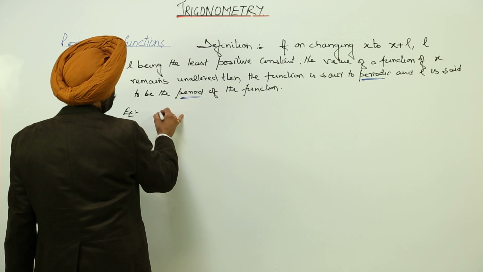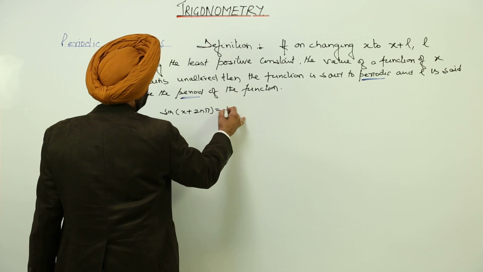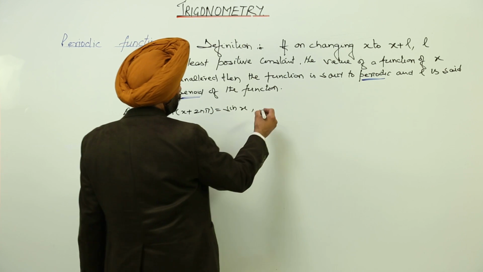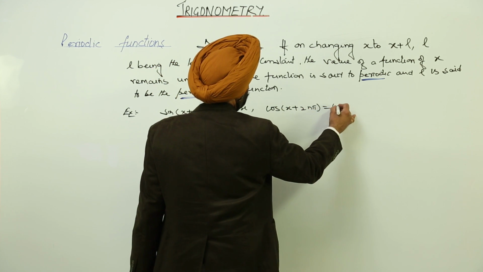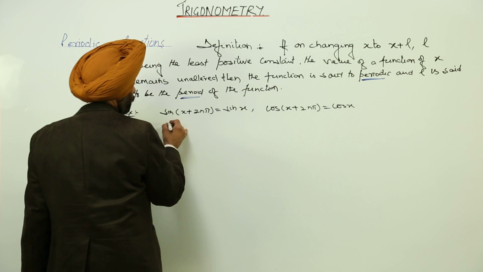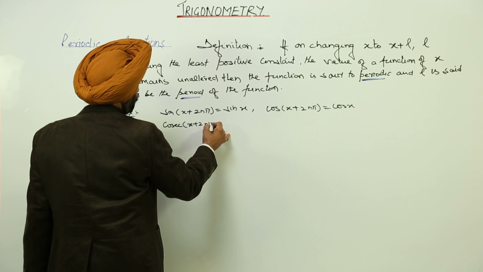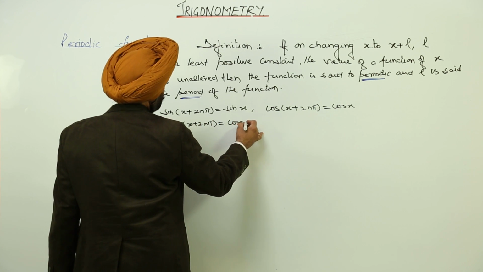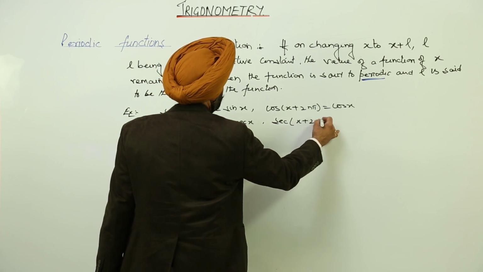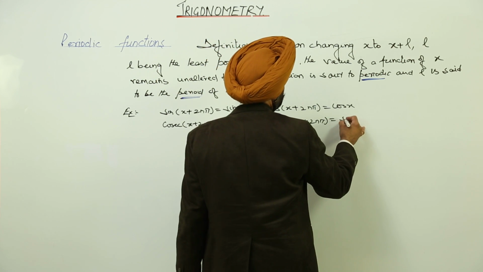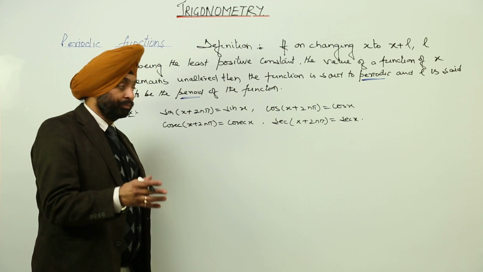now sin x plus 2n pi is equal to sin x, cos x plus 2n pi is equal to cos x, cosecant x plus 2n pi is equal to cosecant x, and secant x plus 2n pi is equal to secant x. So here one complete cycle makes the term same.